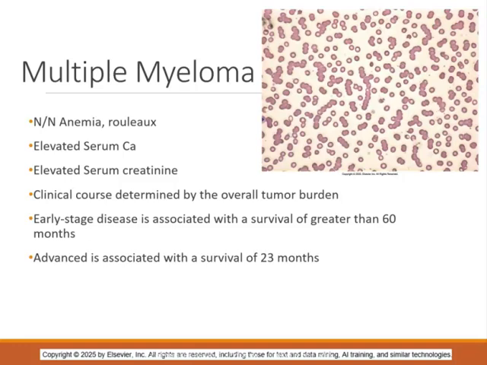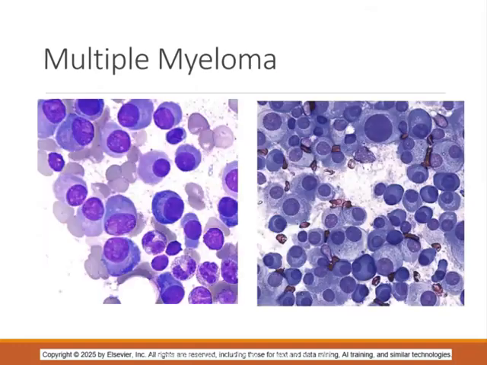So we get anemia that's normochromic, normocytic. Again, that rouleau that we were talking about. The calcium is very elevated because of the osteolytic lesions that we're seeing. With those, the calcium just climbs, because it's eating the bone. The serum creatinine is elevated just because the kidneys can't do what they're supposed to be doing. And the clinical course all depends on how many plasma cells are there, how many osteolytic lesions. So if you catch it early, it has a pretty good survival rate. But if it becomes advanced, then no. The survival rate is less than 2 years.